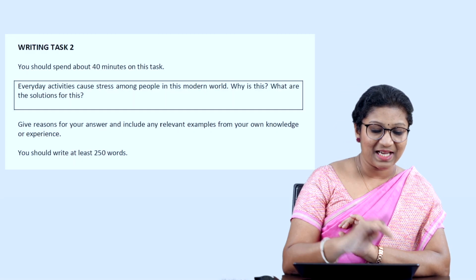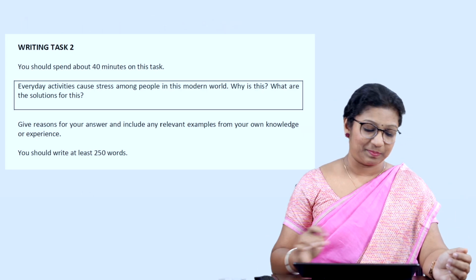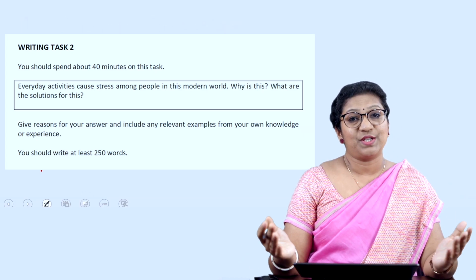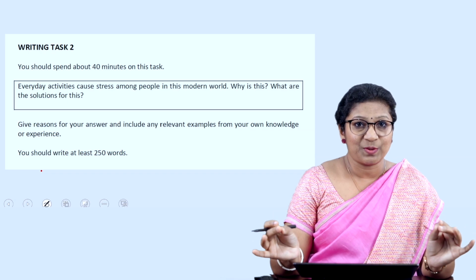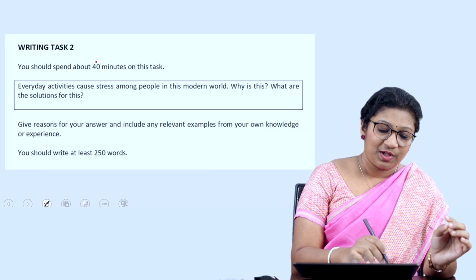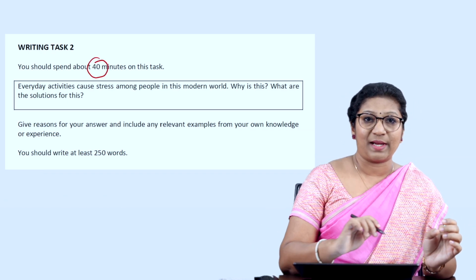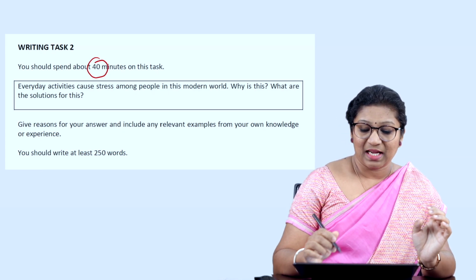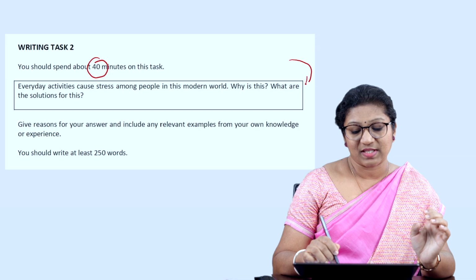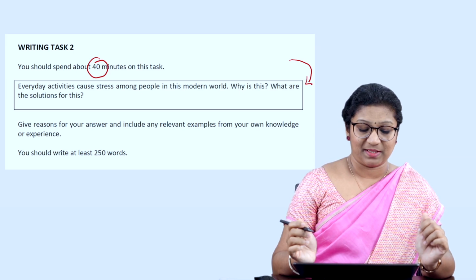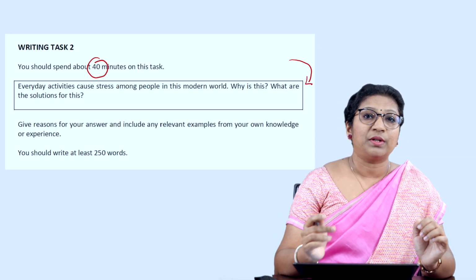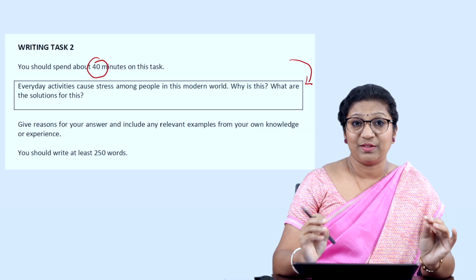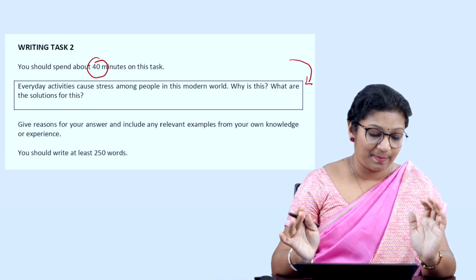So let's have a look at the question. As always, in writing task 2, the essay writing, you have 40 minutes allocated in the 1 hour's writing time, and in a box you are always given the IELTS essay question. Below the box, the common instructions that you can see will always appear in the question paper.